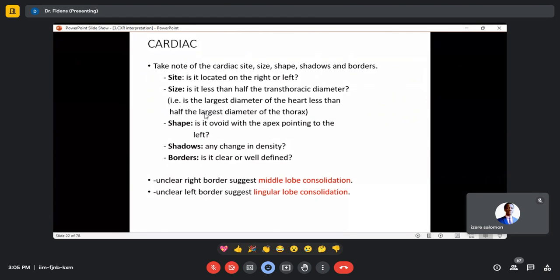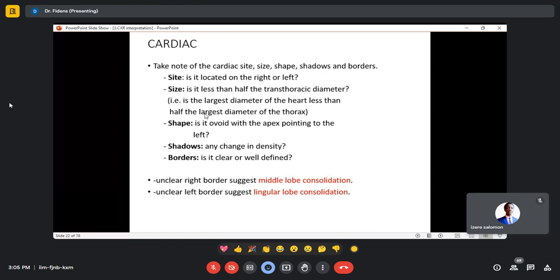Is it dextrocardia? The size: you have to know how to measure the cardiothoracic ratio. I told you about it, and we will see on the image here today. Check the shape. Is the apex of the heart pointing to the left or to the right side? Normally it should point to the left side. The shadow: any change in the density, any focal opacity within the cardiac shadow.